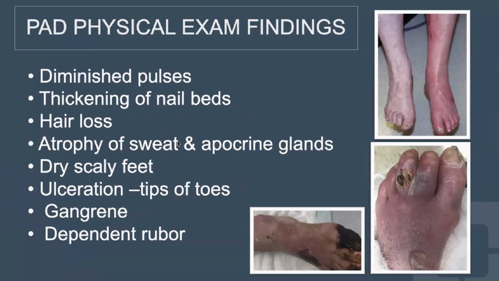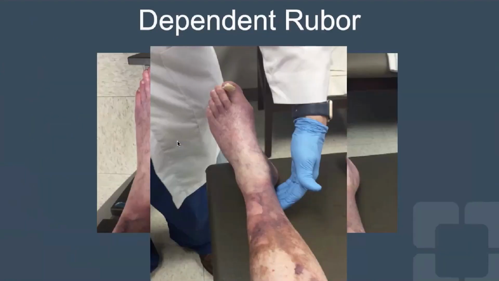Dry, scaly feet, ulceration at the tips of the toes, gangrene, and dependent rubor. This is a picture of dependent rubor when you see these patients in your clinic. The reason I put this in is because a lot of patients will come to you with dependent rubor and peripheral arterial disease. They may even have some ulcerations, and these patients may have been treated with antibiotics for a few months thinking it's cellulitis, as you can see the redness of this foot.